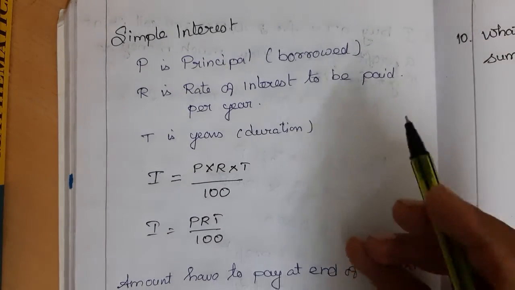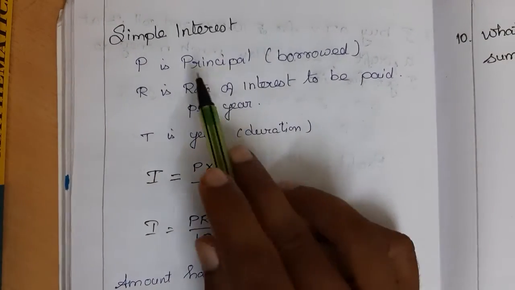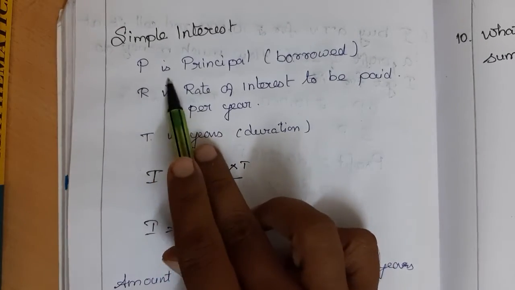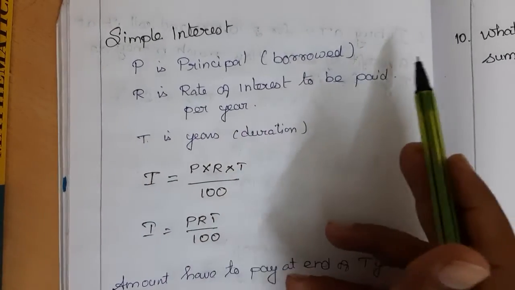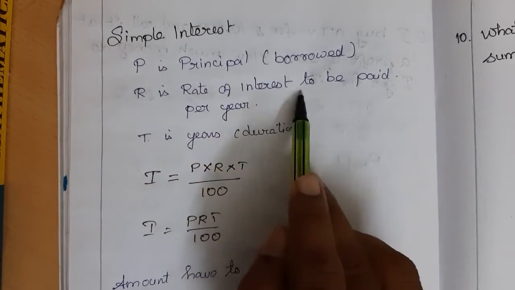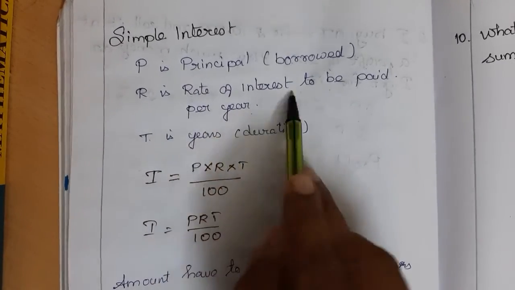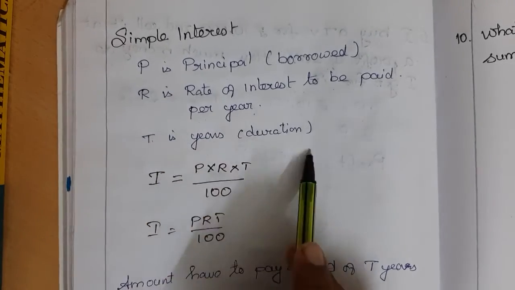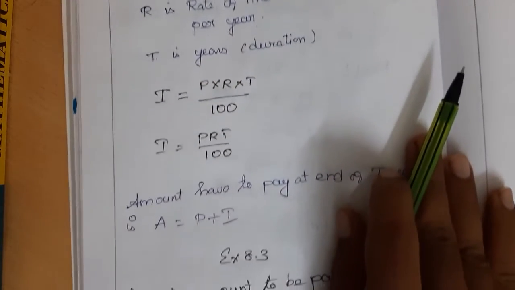Hi students, today we are going to see about simple interest, and here is the symbolic representation. If P is the principal, that's the borrowed amount, and R is the rate of interest to be paid per year. So the rate of interest per year will be represented by R, and T is the year duration. So how many years it takes to repay.